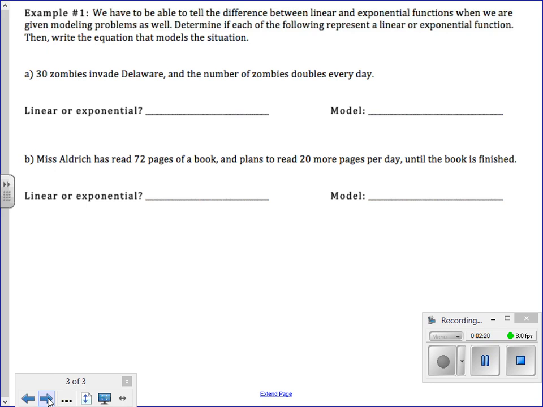So A, 30 zombies invade Delaware, and the number of zombies doubles every day. Well, our keyword here is doubles. Doubles implies multiplying by 2, which is then an exponential function. If you can catch that keyword, choosing exponential is easy, then writing the equation should be easy as well. Y equals, I have my starting amount of 30 times, I'm doubling, so multiplying by 2 to the x.